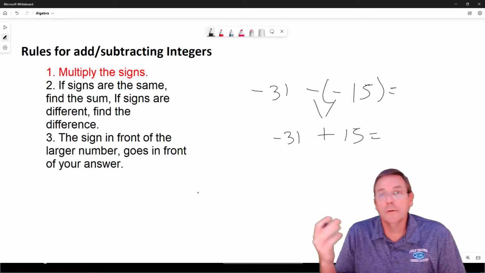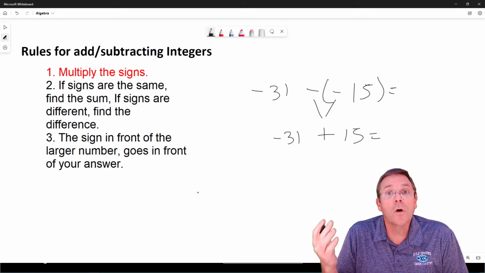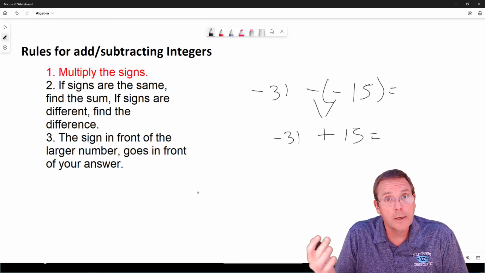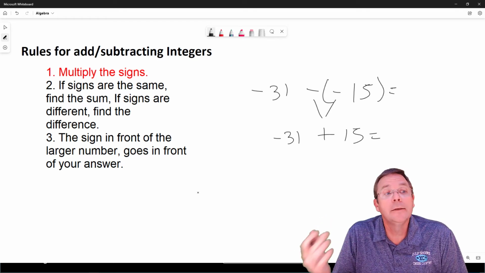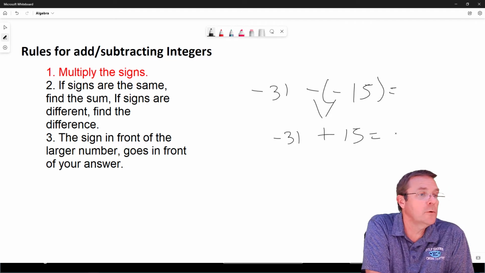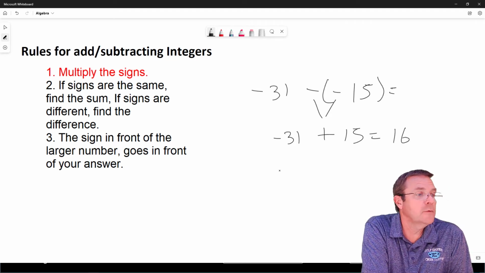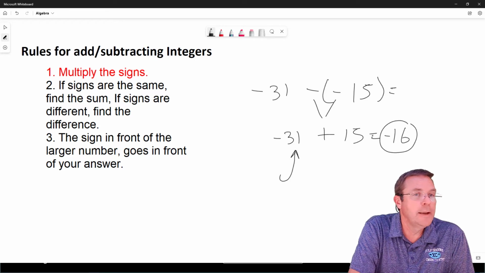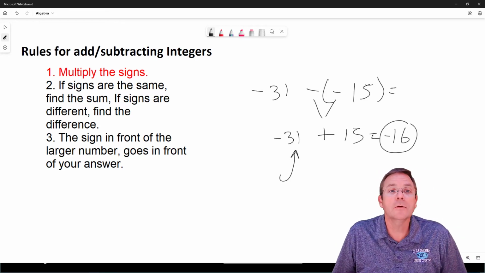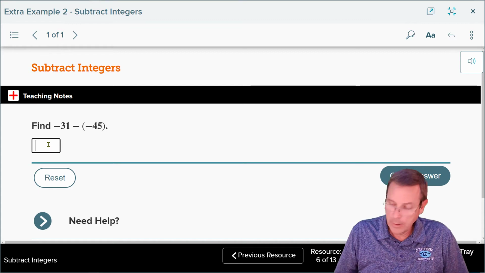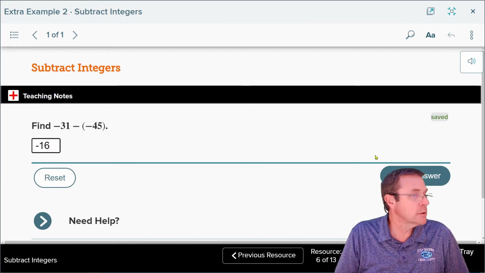That takes me straight to step 2. Signs are different, negative and a positive. Find the difference. The difference between 31 and 15 is going to be 16. Finally, the sign in front of the larger number is negative. Negative 16 should be our answer. Let's see if I did better on this one. I'm going to take a negative 16. I'm going to hit check.